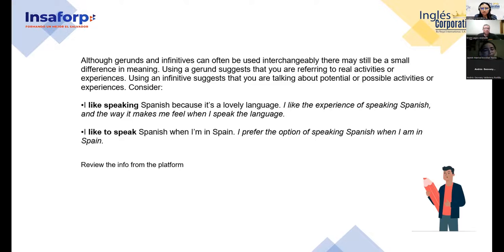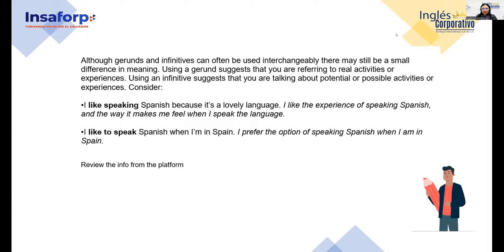Go ahead. Okay, so all the gerunds and infinitives can often be used interchangeably. There may still be a small difference in meaning. Using a gerund suggests that you are referring to real activities or experiences. Using an infinitive suggests that you are talking about potential or possible activities or experiences. Consider, I like speaking Spanish because it's a lovely language. I like the experience of speaking Spanish and the way it makes me feel when I speak the language. I like to speak Spanish when I'm in Spain. I prefer the option of speaking Spanish when I am in Spain.